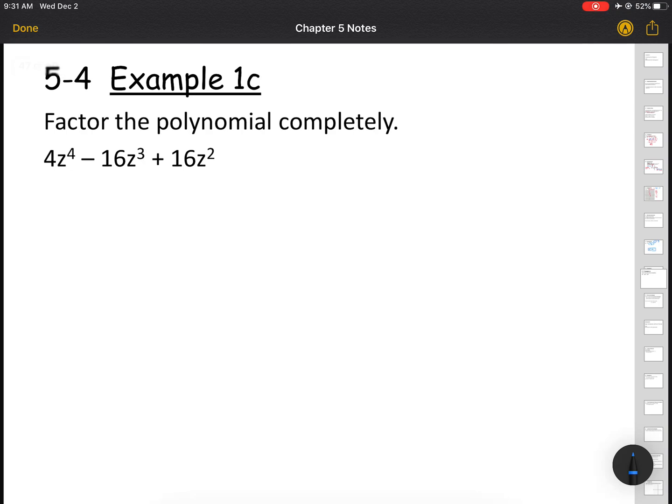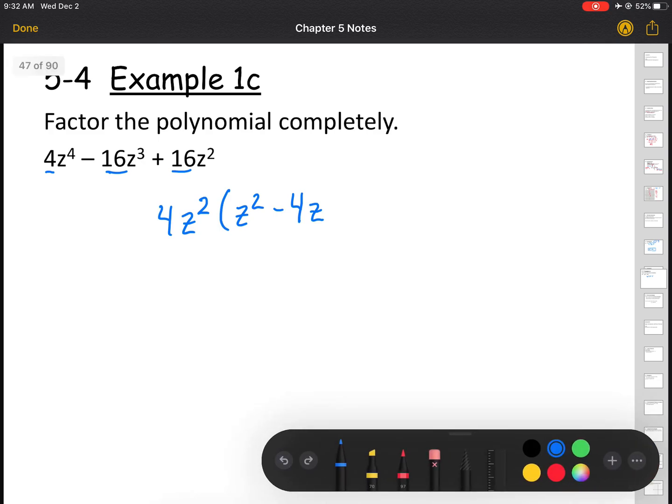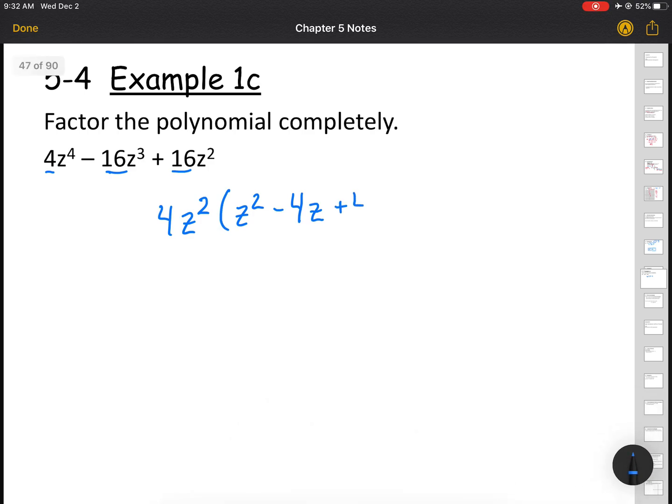And this last example here, again, I'm going to pull out any number that's common across all my coefficients, so 4, 16, and 16. Well, 4 can go into all of those. And looking across my variables, I could pull out 2 z's at the most out of all three of my terms. If I go back in there, with the first term, I'm only left with 2 more z's. The 4 went away. Negative 16 divided by 4 is negative 4, and I'm only left with 1 z. You could choose whether or not to write that exponent of 1. And then 16 divided by 4 is 4, but you already pulled out both of those z's, so you don't have any more with that term.